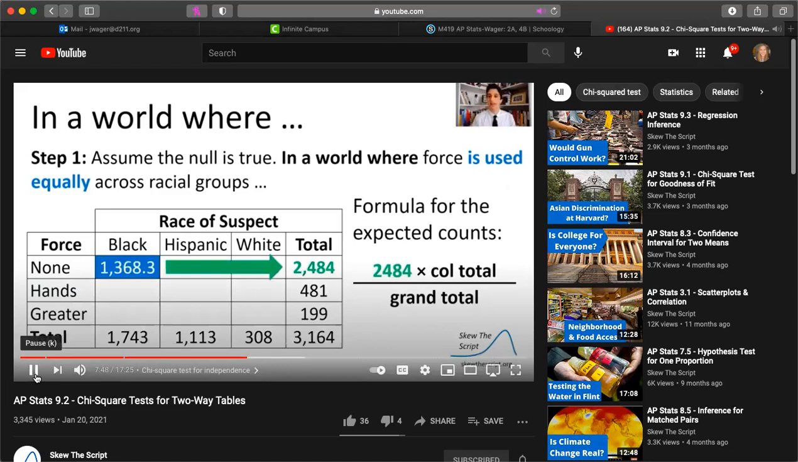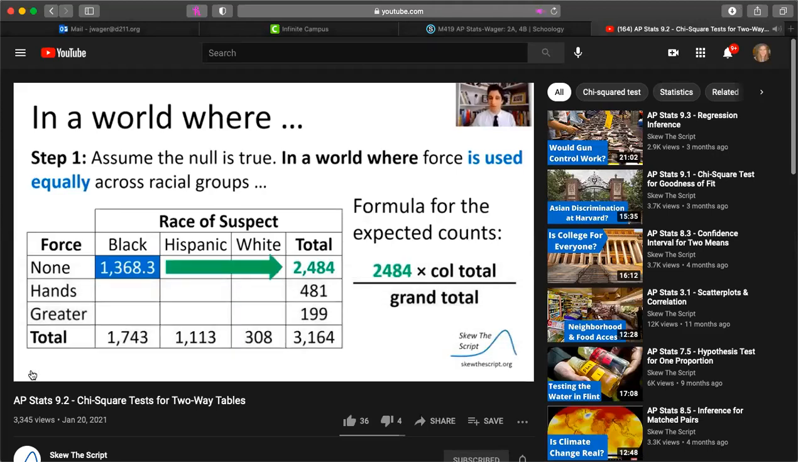So in this case, for black suspects receiving no force, we look at the row total. The row total was 2,804. We look at the column total. There was a total of 1,745 stops, divided by the grand table total, 3,164, and you get what we got for our expected count, 1,068.